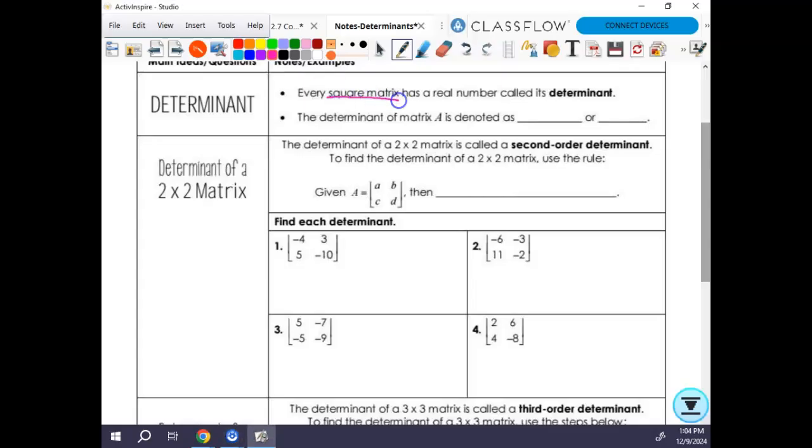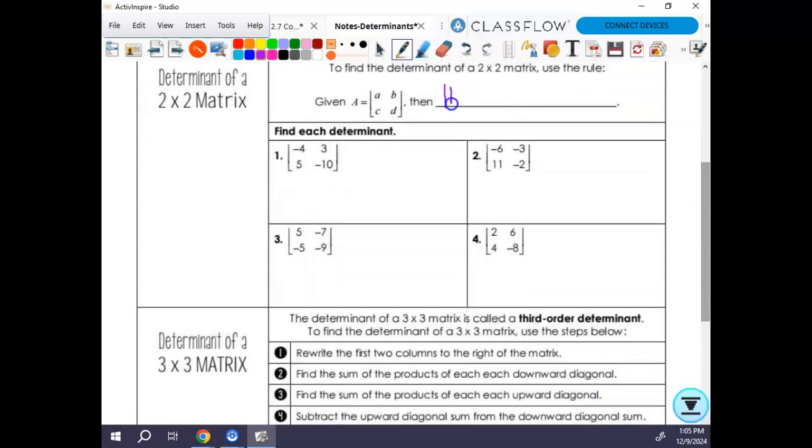Every square matrix, it has to be a square matrix, has a real number called the determinant. The determinant of matrix A is denoted as DET with an A in parentheses, or what looks like the absolute value of A, when A is the name of the matrix. We're just going to do determinants of 2 by 2 and 3 by 3 square matrices. The determinant of a 2 by 2 is called a second order determinant. So this is your rule.